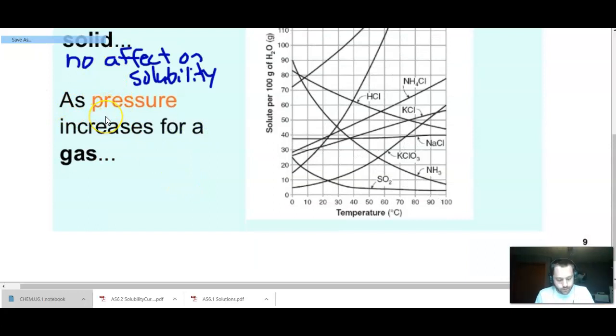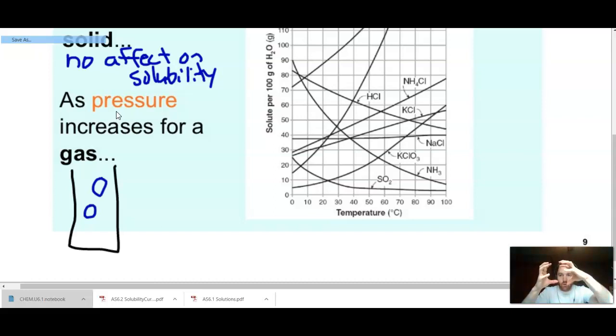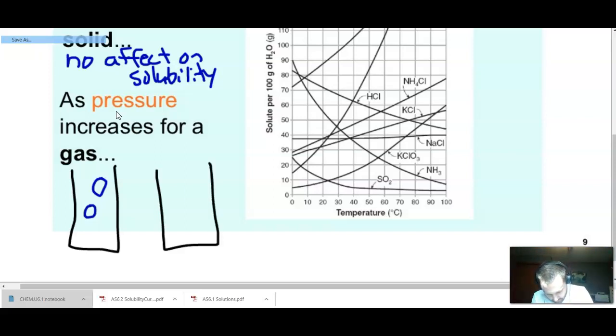As pressure increases for a gas, however, the way I explain it to students is probably the simplest way, right? Gases are literally going to be bubbles. Picture if you took a balloon and you increased the pressure, you squeezed that balloon. What's going to happen to it? Well, those bubbles are going to get smaller. So if those bubbles get smaller, you can dissolve more of them. So as pressure increases for a gas, solubility increases.